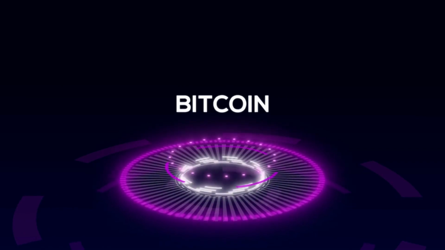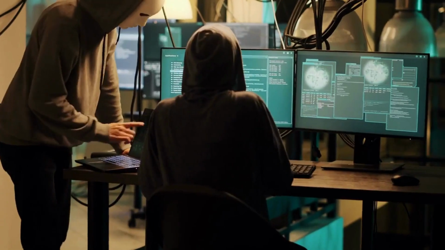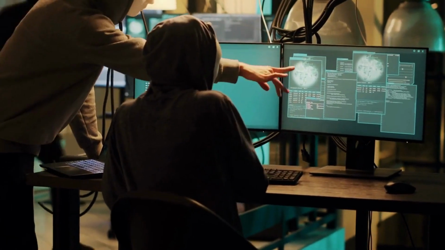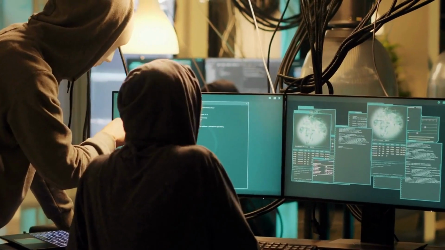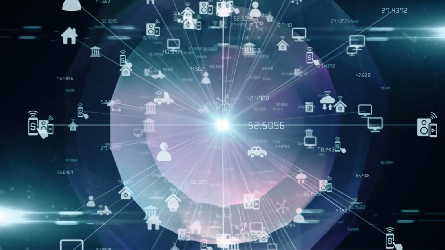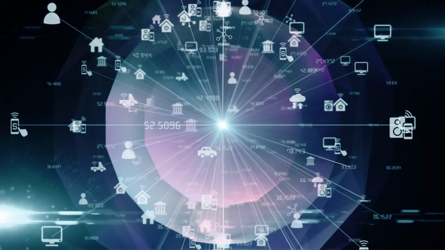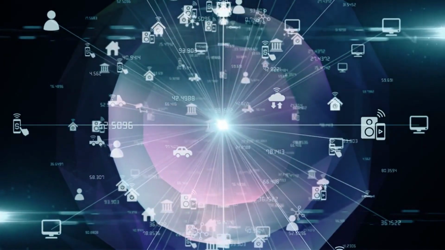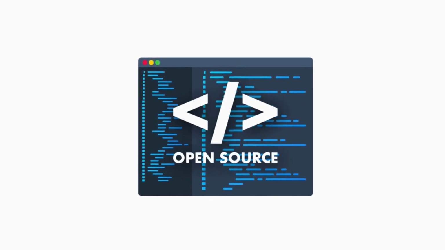Security. The cryptographic nature of Bitcoin was designed to provide robust security. The use of public and private keys, as well as the immutability of the blockchain, made it challenging for malicious actors to manipulate the system. Open source development. Bitcoin was released as open source software, encouraging a community of developers to contribute to its development and improvement. This open development model allowed for ongoing enhancements and innovations.